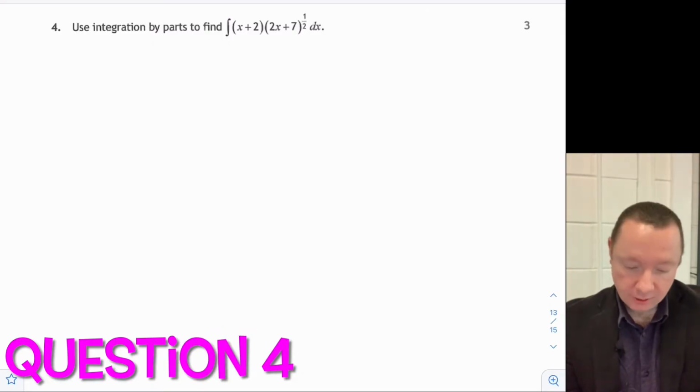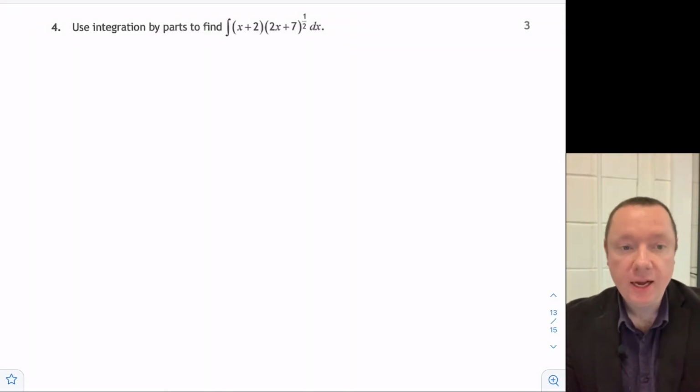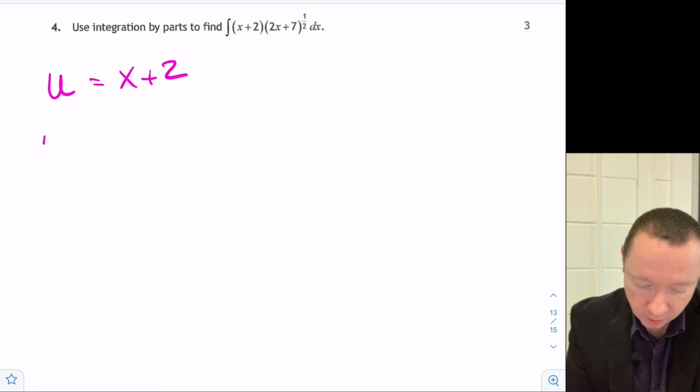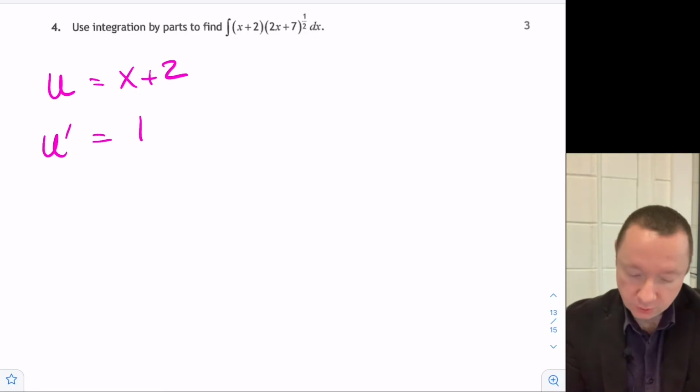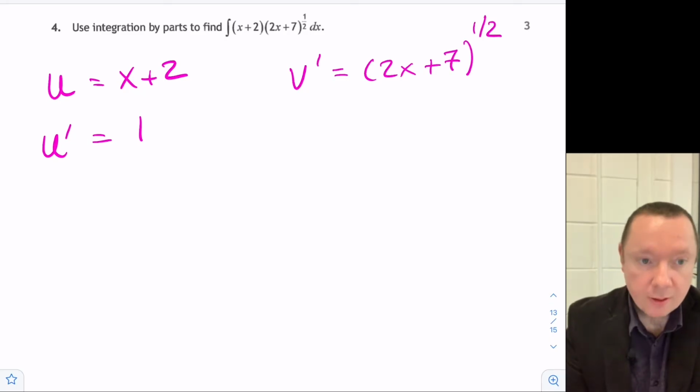Question 4. Use integration by parts to find the integral of (x + 2)(2x + 7)^(1/2) dx. So let's make our u equal to x + 2. Obviously that implies that du is just 1. And then our v' is (2x + 7)^(1/2), so we need to integrate that to find v.